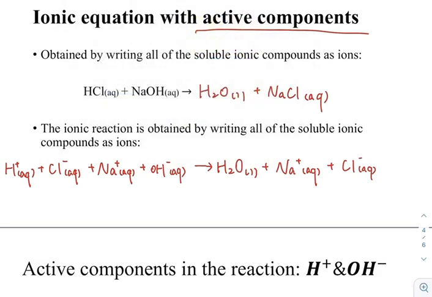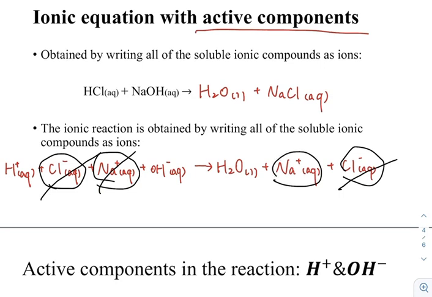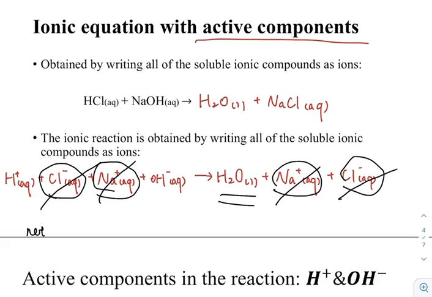So if we take a closer look at this reaction, we can actually cancel the chlorine anions here, right? And then the sodium cations. So you can see that the hydrogen and hydroxide ions are left to form the water molecule here. So we can say that in this reaction, the hydrogen and hydroxide ions are the active components of the acid-base reaction. The net ionic equation will be the combination of the hydrogen ions and the hydroxide ions that forms the water.